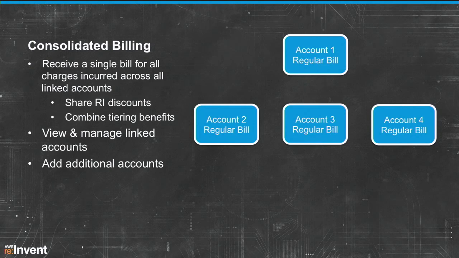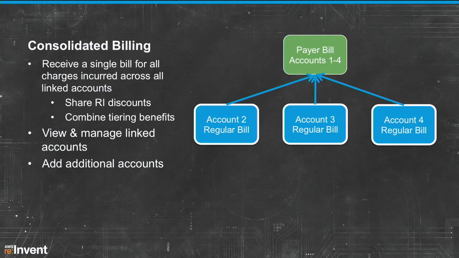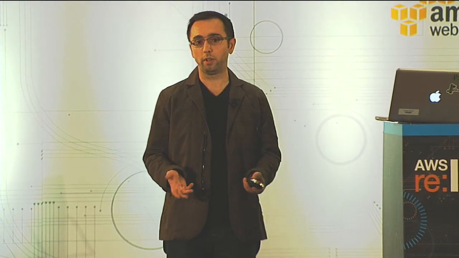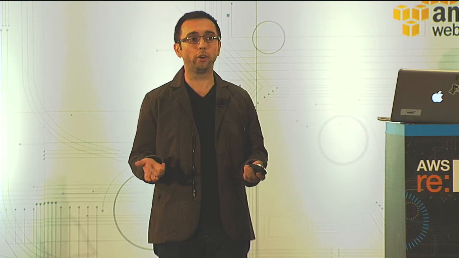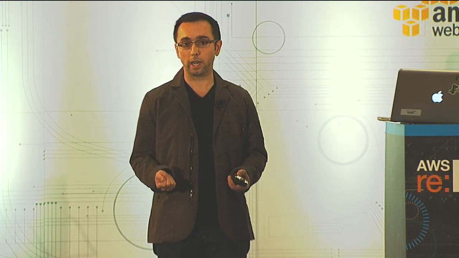For those of you that are unfamiliar with consolidated billing, it allows you to receive a single bill for charges incurred across not just your account, but other accounts as well. By linking other accounts to your account, it turns your bill into a payer bill, and you'll receive a single bill for all charges. In addition to just getting the simplicity of having a single bill for multiple accounts, you also get benefits such as sharing RI discounts across accounts.